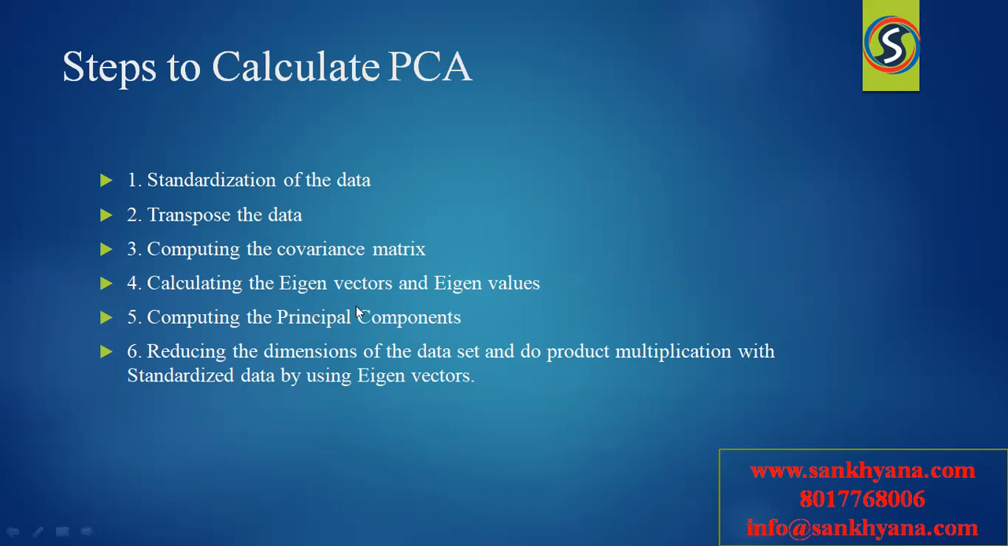With that, we can consider the number of vectors. After that, we can multiply the standardized data with the vectors. With that, we can reduce the dimensionality of the data. This is all about dimensionality reduction in the data by using the PCA.